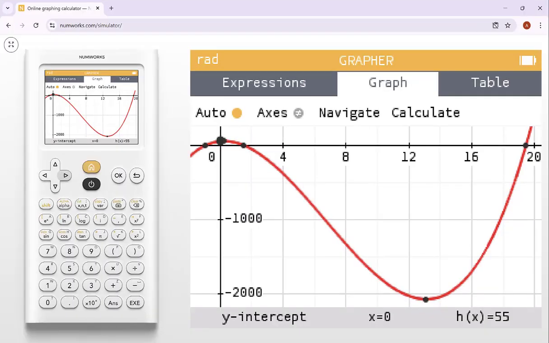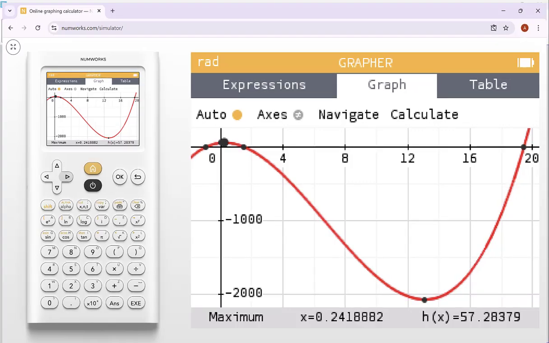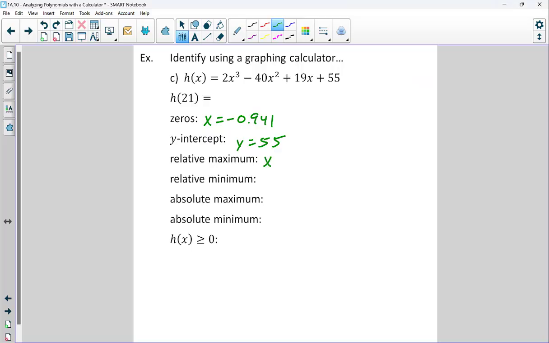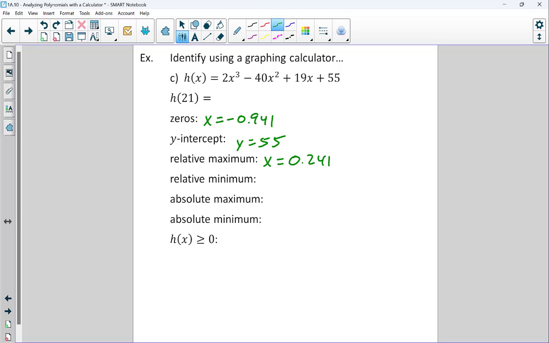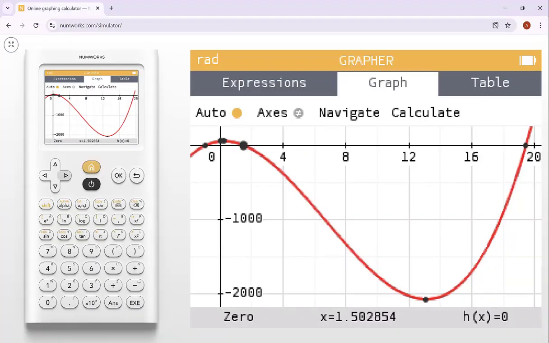All right, keep going to the right. I have a maximum at 0.241. If I keep going to the right, I have an x-intercept at 1.502. Remember, 1.503 would have also been acceptable. I am team truncate. I really don't care about rounding, so I don't give it any thought.